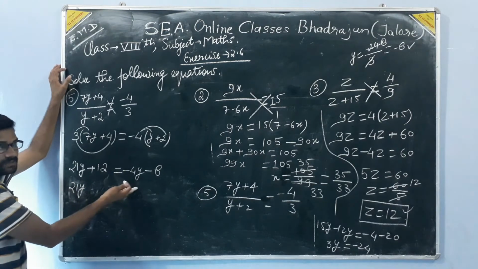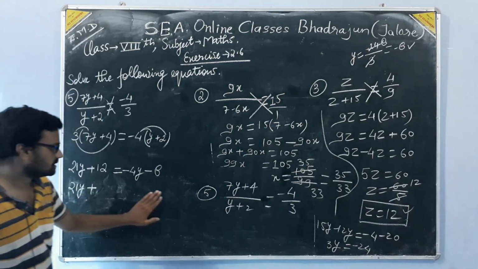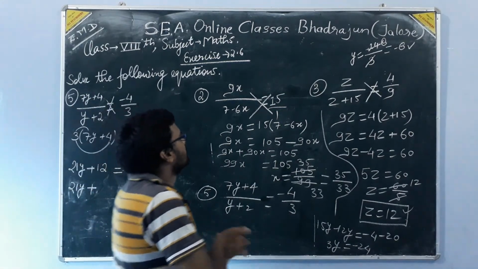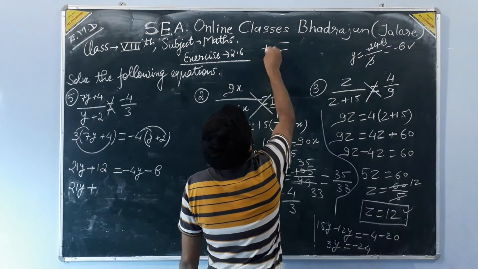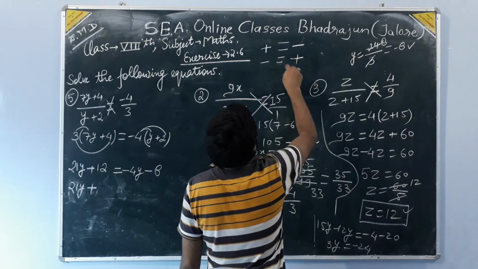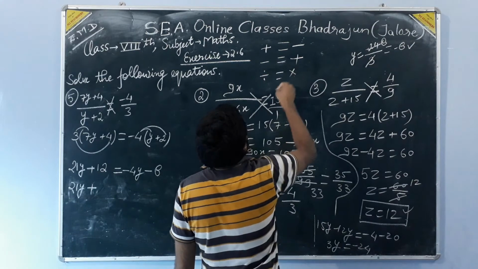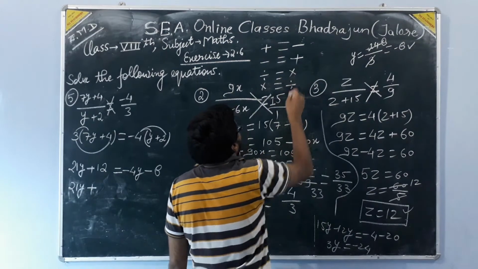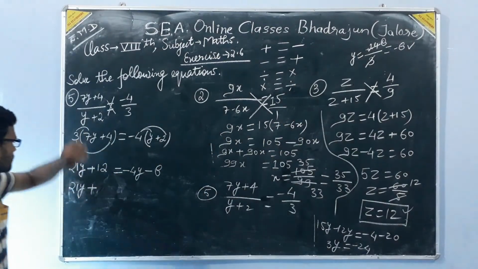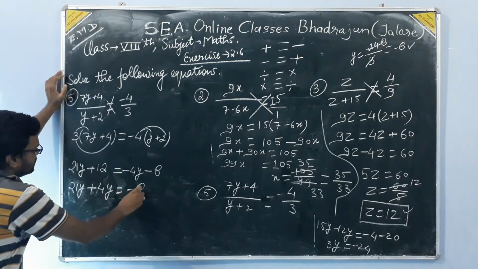When we will transfer it to another side, then what we will get is plus. I have already told you about the rules of transfer. When we transfer a positive sign to another side, we get a negative sign. When we transfer a negative sign to another side, we get a positive sign. When we transfer a divide to another side, we get a multiply. When we transfer multiply to another side, we get a divide. Okay, fine. Next, now 21y plus 4y is equals to minus 8.